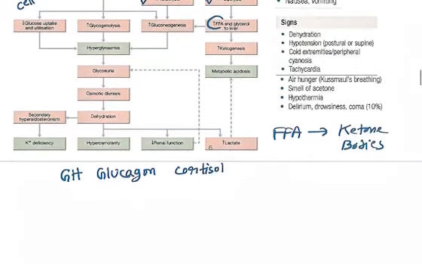But there is a problem with these ketone bodies: they are strong acids. So they will bind with the bicarbonate in the blood and lead to a decrease in the level of bicarbonate within the circulation, which ultimately leads to metabolic acidosis.